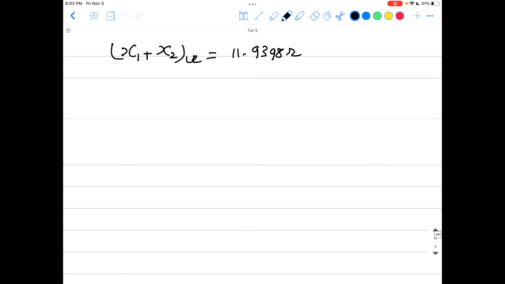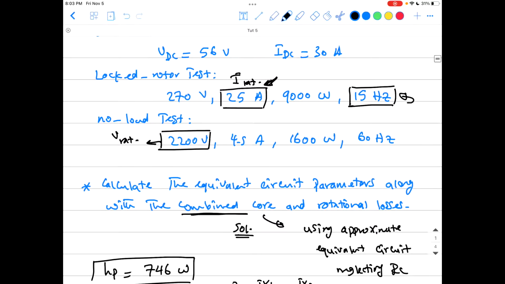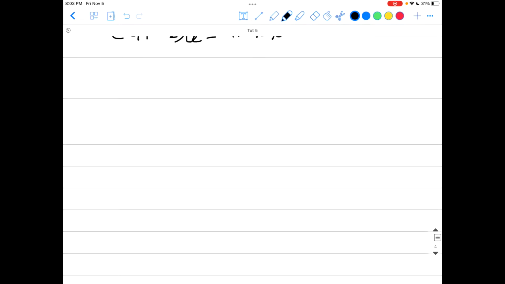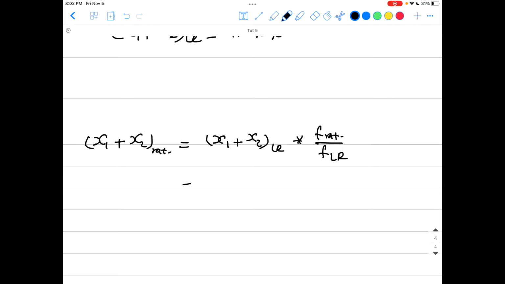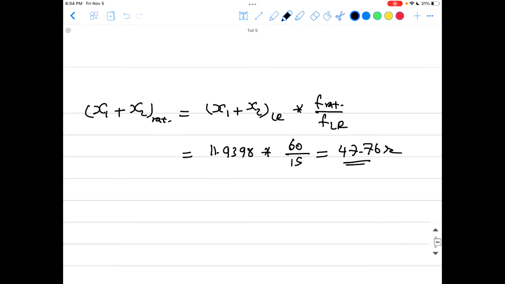But don't forget, that is given at the frequency given in the problem for the locked rotor test, and he's done this at 15 hertz, not at 60 hertz. And you want them to be at 60 hertz because your equivalent circuit, all of it works at the rated frequency, which is 60 hertz. So the actual or the rated X1 plus X2, we call it rated values, will equal X1 plus X2 locked rotor, which you just calculated, multiplied by F rated over F locked rotor. So this is a value we just found, 11.9398 multiplied by F rated, which is 60, over F locked rotor, which is 15. So this gives you 47.76 ohms. So those are the actual X1 plus X2 you want to find. Okay, guys?